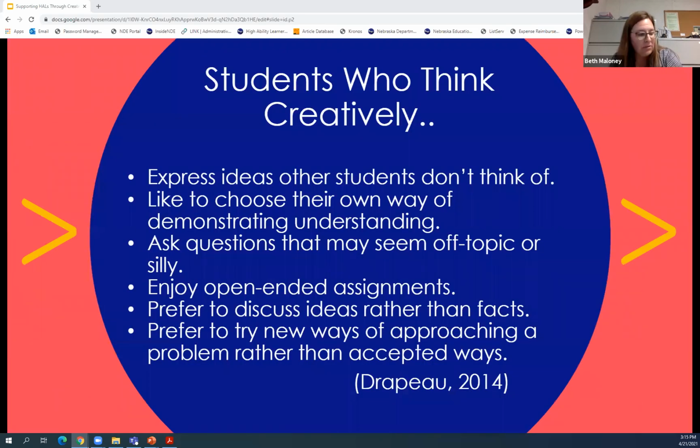But I just wanted to add a couple things about students who think creatively. And I always like to, I'm sure you all do the same, picture kids in your head who really exhibit this, and it helps make a frame of mind for what we're looking for. They express ideas that other students don't think of. They like to choose their own way of demonstrating understanding. They ask questions that may seem off topic or silly, and they enjoy open-ended assignments and prefer to discuss ideas rather than facts, and prefer to try new ways of approaching a problem rather than the accepted ways.